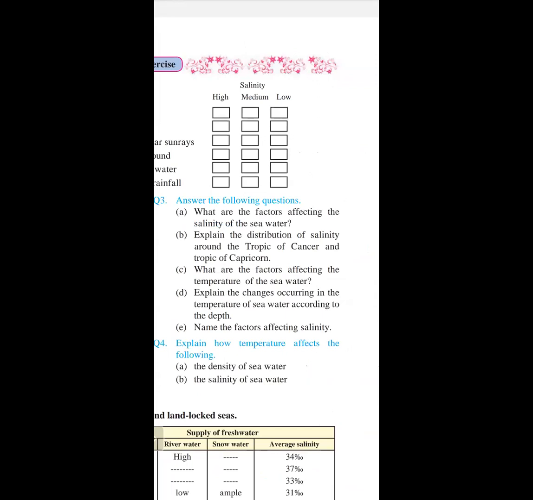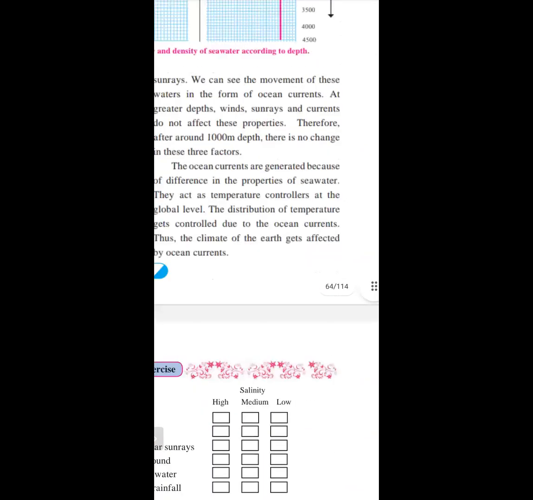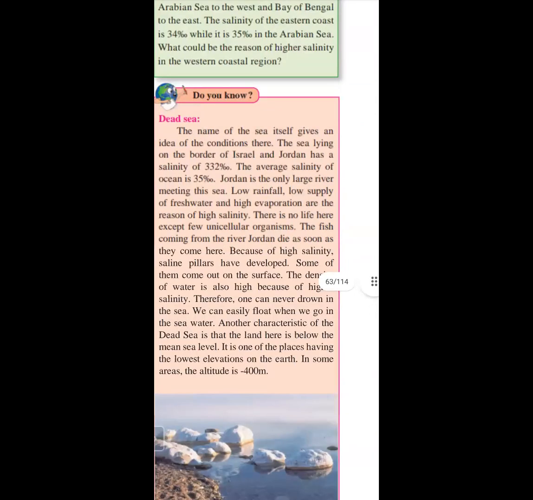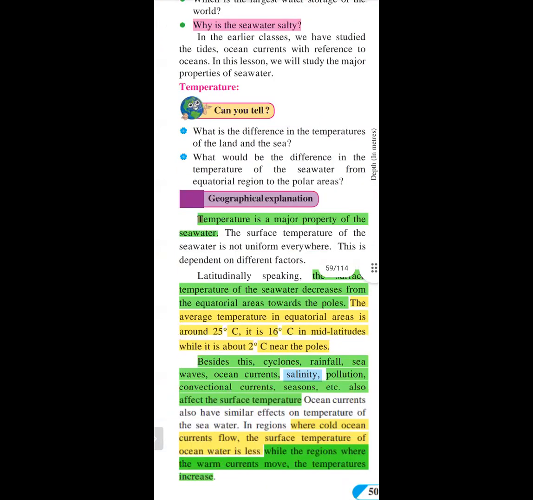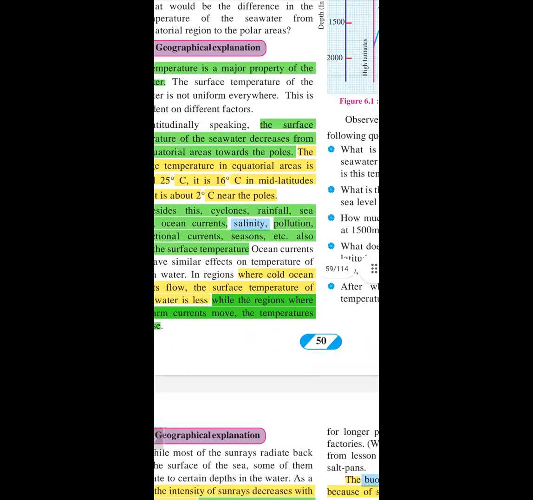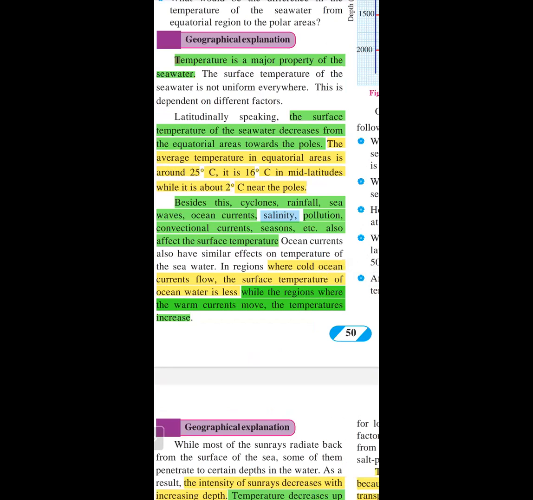Already I explained the same thing. The factors are on page number 50: cyclones, rainfall. Just now before, I explained those same things. Those are the factors affecting the salinity. You see the cyclones, green color marking, third paragraph. Besides these, cyclones, rainfall, sea waves, ocean currents, pollution, convectional currents, seasons, etc. also affect the surface temperature of the ocean currents along with the temperature. All of this will affect the salinity.